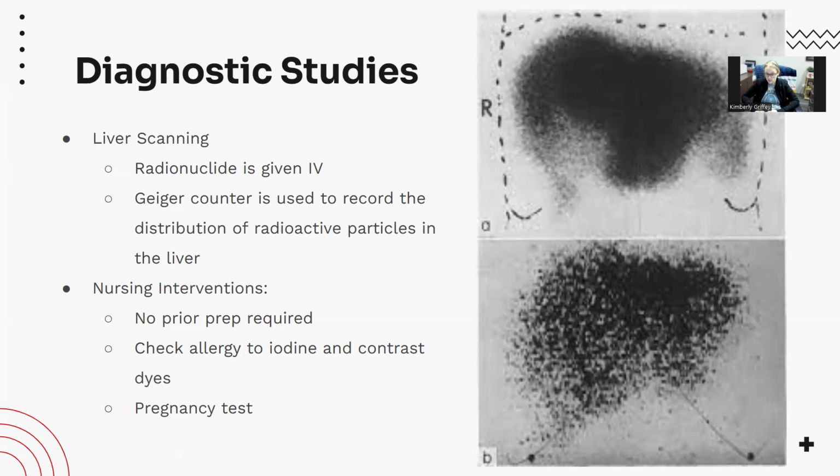If the spleen lights up more than the liver, then portal hypertension is going to be suspected. So with this test, there's no prior prep that's required, but you do want to make sure if they have an allergy to iodine or contrast dyes, and they will need a pregnancy test. Anytime you give any type of contrast or radioactive particles, then you want to make sure that they're not pregnant.